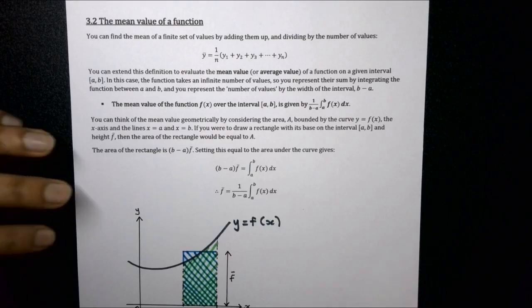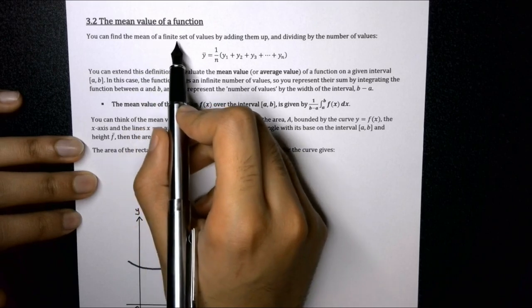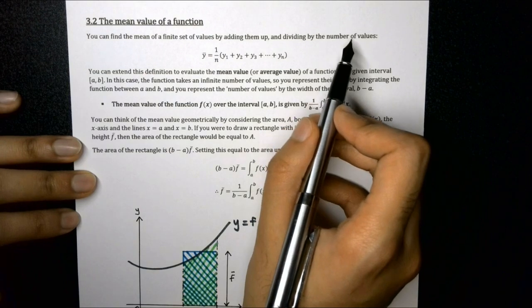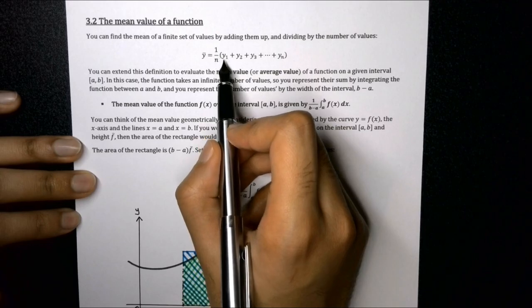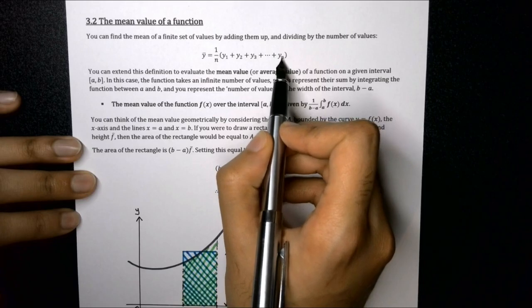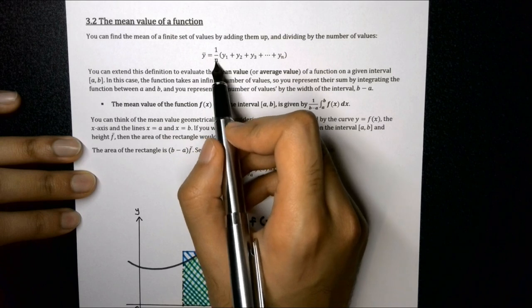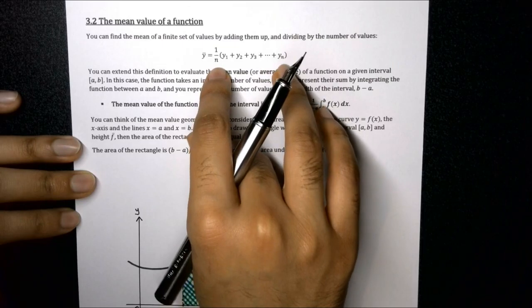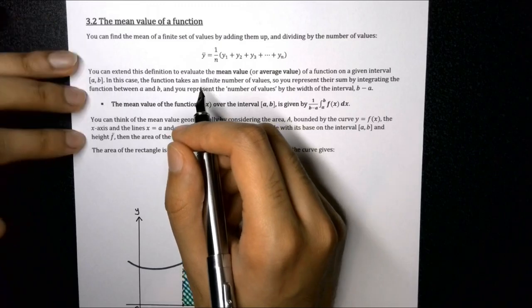3.2. The mean value of a function. You can find the mean value of a finite set of values by adding them up and dividing by the number of values. So, if we've got values y1, y2, y3, all the way up to yn, and we add those together and divide by the number of values n, you can see the mean of y is shown by this. And that's just standard results, isn't it?